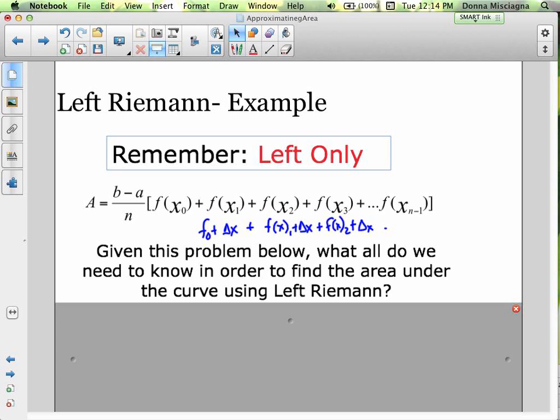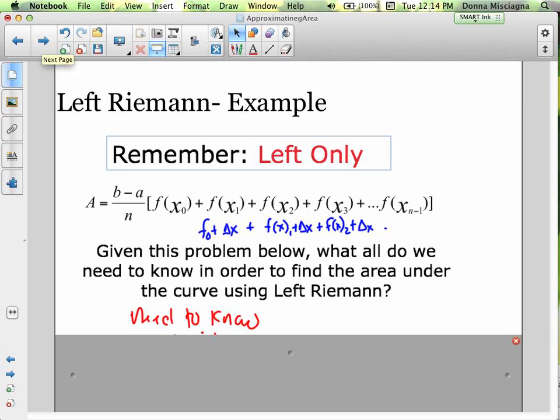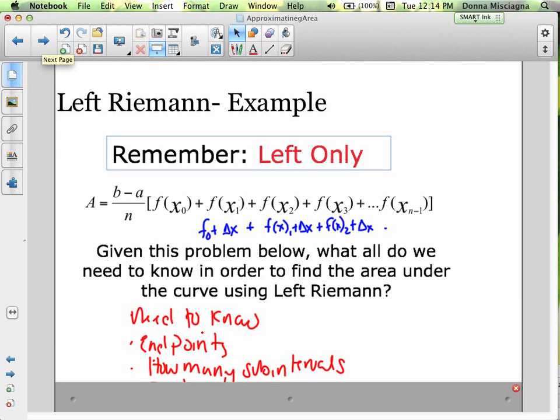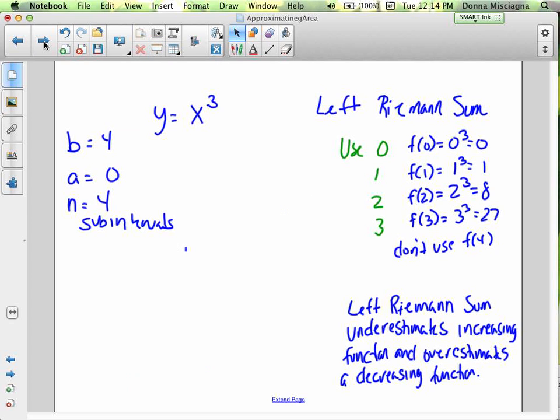And just like before, the things we need when using a left Riemann sum are exactly the same as for a right one. We need to know the endpoints, how many intervals, and the function. We need a table, a graph, or the equation, just one of those things, because we can get the rest. It's easier if we have all of them. If we have a table, we're going to calculate it a different way.